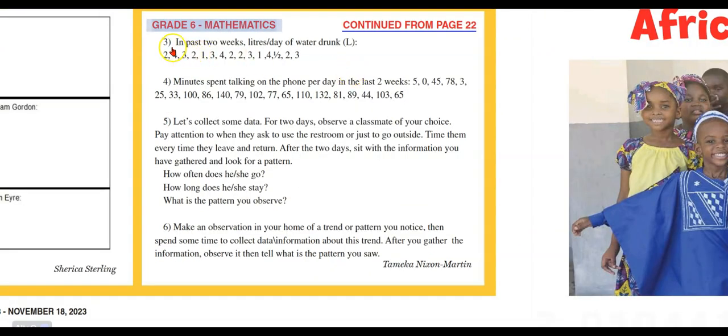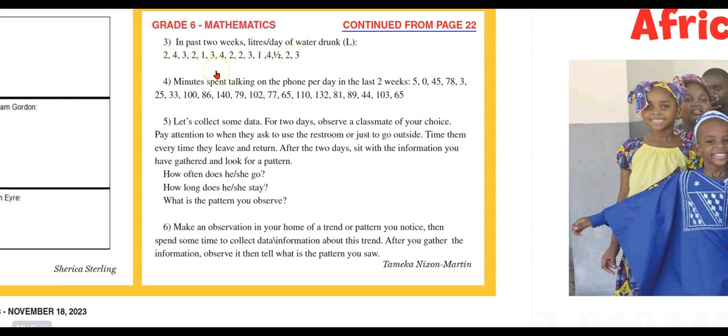So we continue now by looking at question 3. In the past 2 weeks, this would be the liters per day of water drunk. So 2, then 4, then 3, then 2, then 1, 3, 4, 2, 2, 3, 1, then you have 4, then you have a half, then you have 2, then 3. Can you see any pattern here? Take the time and look and see if you can come up with a pattern.